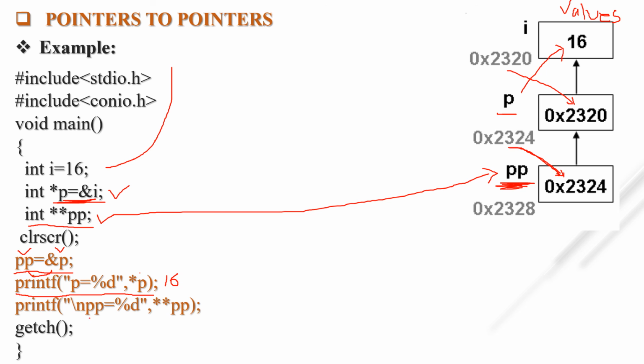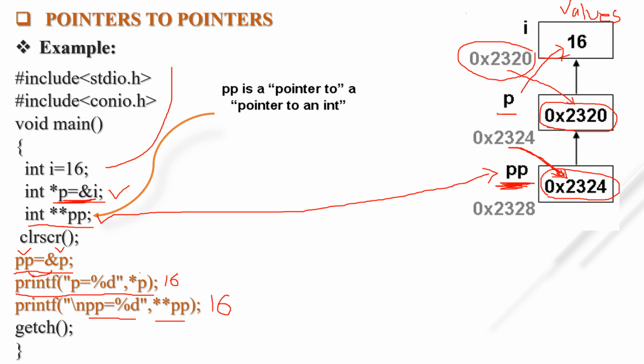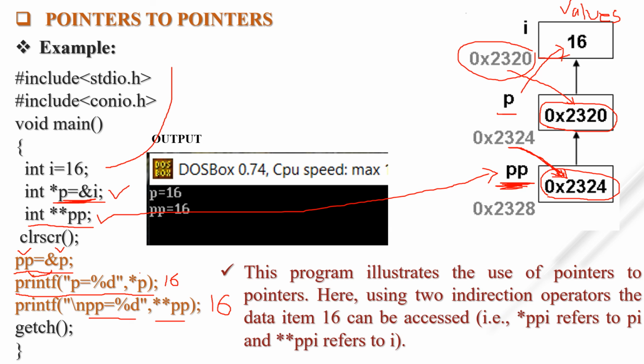Next, **pp equal to %d. Here also we are fetching the value. So what is the value of pp? The address of a pointer, that is p. At this address, what is the value? Here is an address, and at this address, what is the value? 16. So here also 16 is going to be printed. So what is the output? 16 and 16.